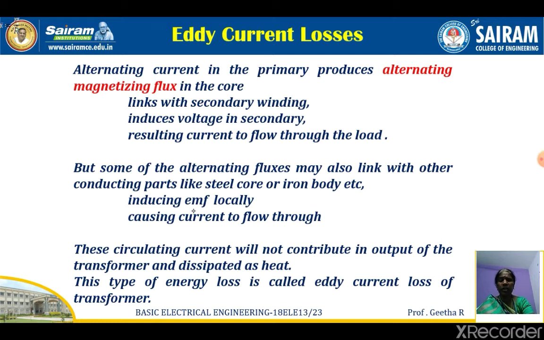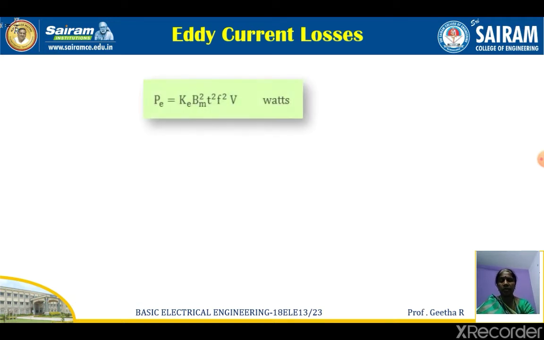Due to that, the current will flow through. This current is called eddy current loss. This circulating current will not contribute to the output of the transformer and is dissipated as heat. So this is called a loss. This type of energy loss is called eddy current loss of the transformer.